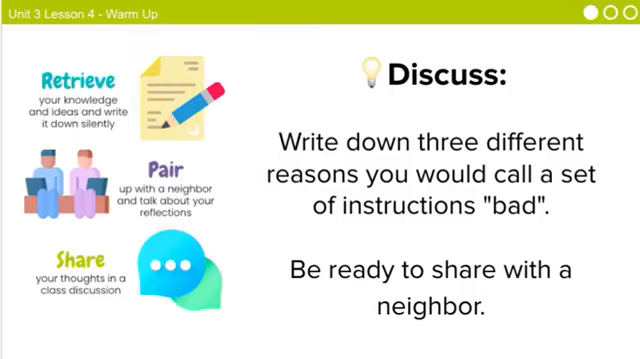Write down 3 different reasons you would call a set of instructions bad. You're going to write these in your journal. So pause the video here so that you can do that. So we would share these in class.